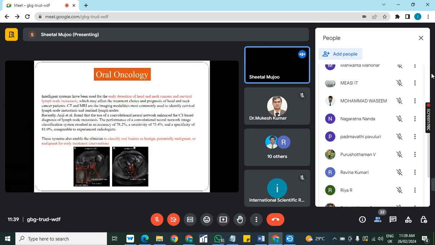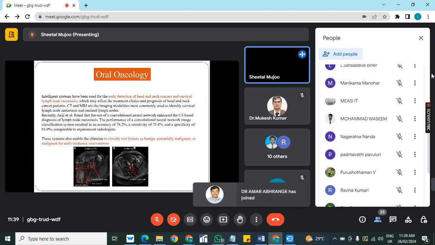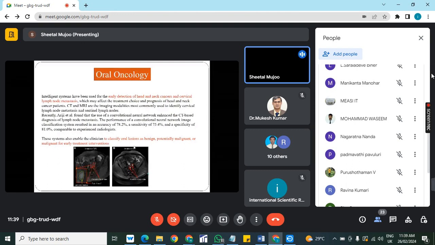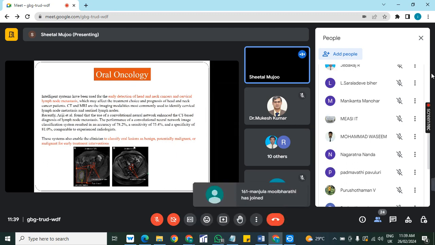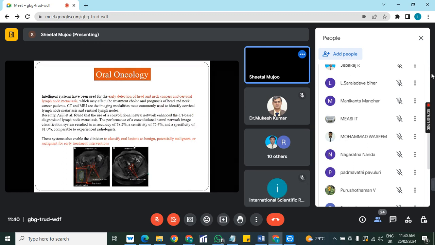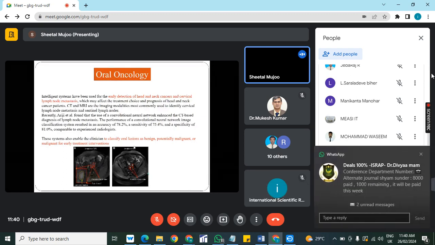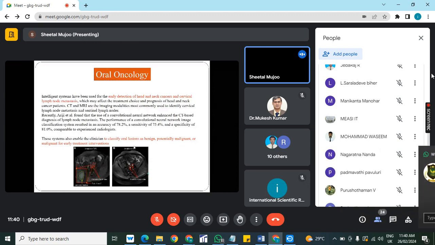And next comes your oncology, of course. It helps you with early detection of head and neck cancers and cervical lymph node metastasis, which definitely is going to help you in the treatment choice and prognosis. Because for head and neck cancer patients, we have stage 1, stage 2, stage 3, stage 4, depending upon the involvement of lymph nodes: how many lymph nodes are involved, is it unilateral or bilateral lymph node involvement. So we usually go for CT, MRI to identify cervical lymph nodes and sentinel lymph nodes. That is the first lymph node which has got involved. These are very important to detect.